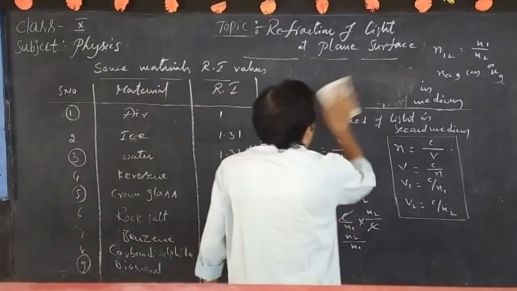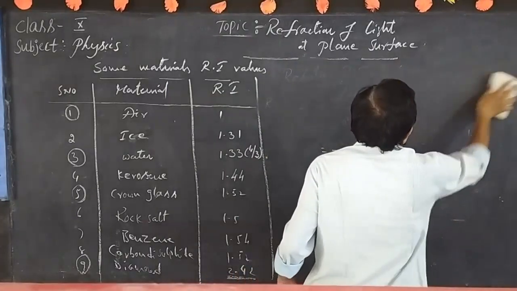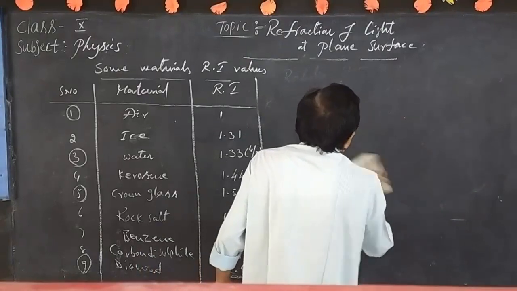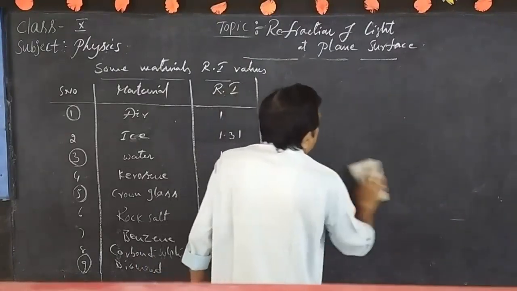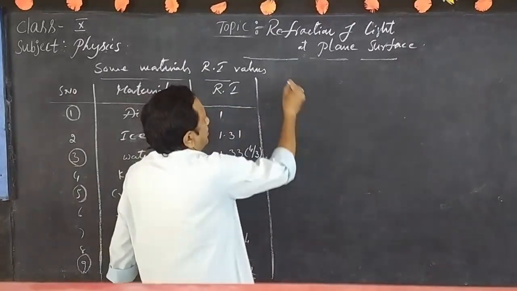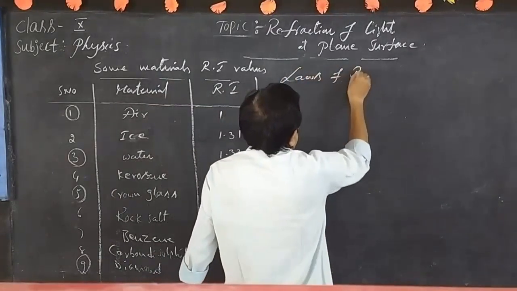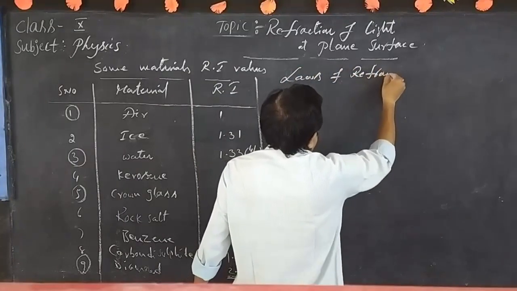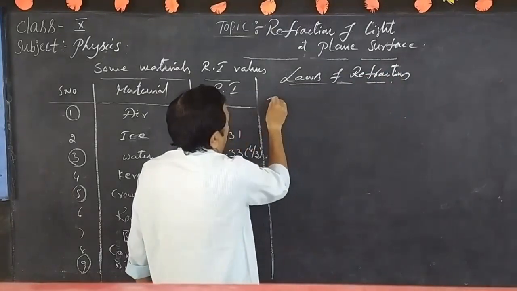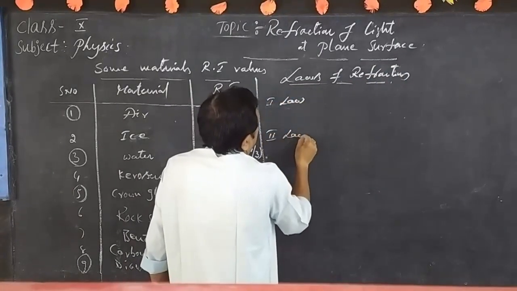Then next, laws of refraction. We already discussed the laws of reflection. Similarly, refraction also has laws. So here two laws of refraction will be there. These laws of refraction are said to be the first law and the second law.